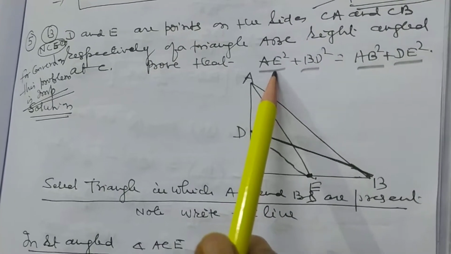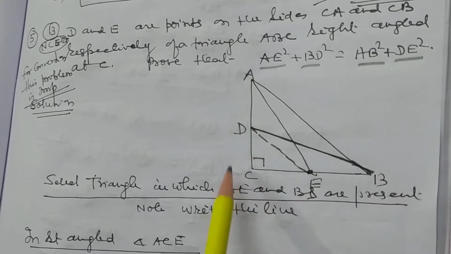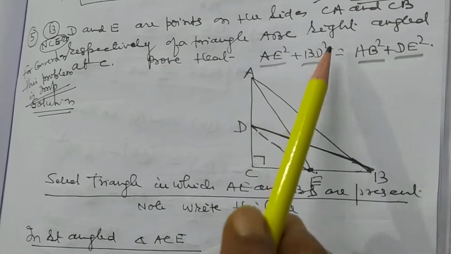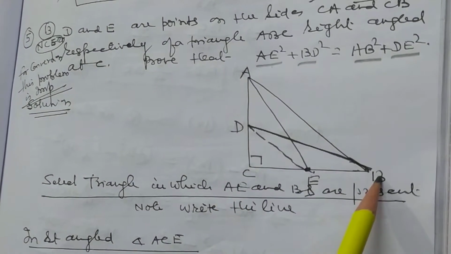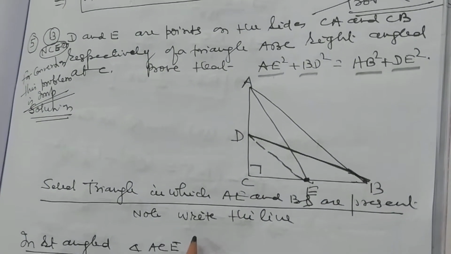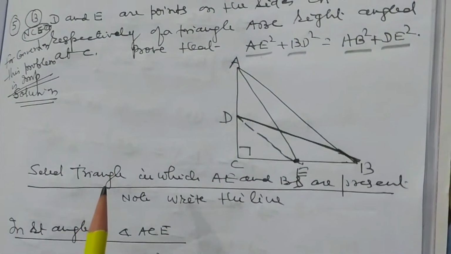try to understand. It is AE square. To find the value of AE square in this right angle triangle ACE, and BD square. To find the value of BD square in right angle triangle DCB. And doing arrangement, you can solve this problem.